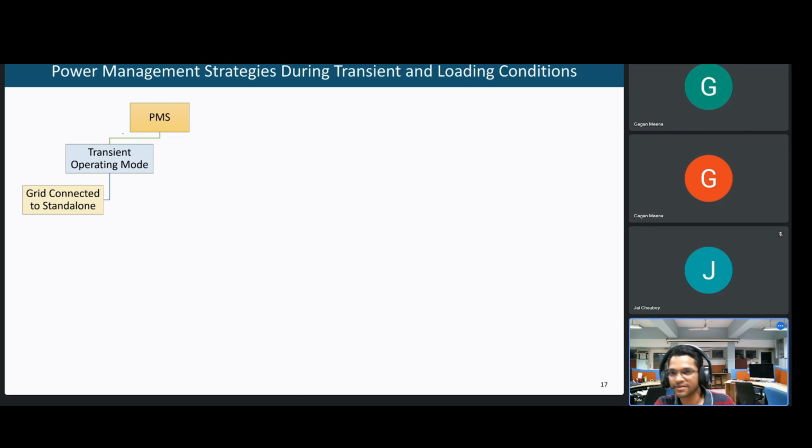So these power management strategies have to also ensure a smooth operation of this hybrid microgrid under these scenarios: transients, a transition from standalone to grid connected mode or from grid connected to standalone mode, or when there is a change in the load, different types of loading conditions. So let us see first the transient operating mode.